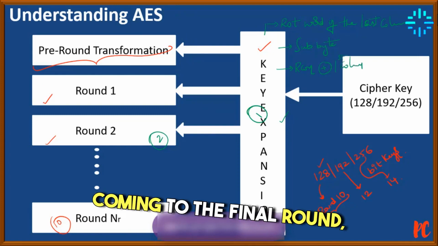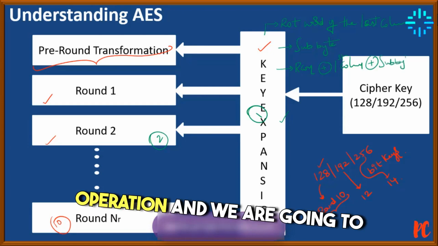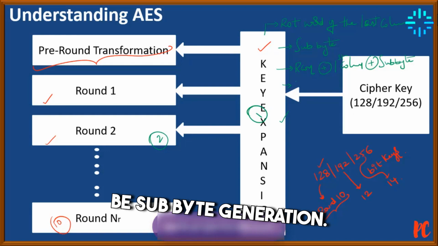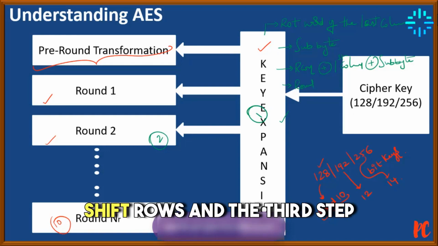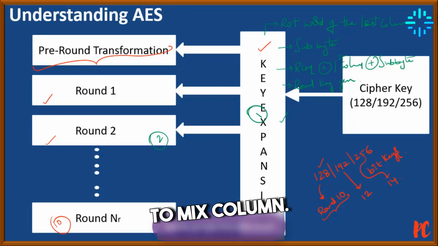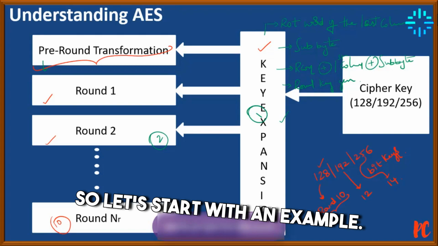Coming to the final round, round 10, we are not going to perform the MixColumns operation, and we are going to perform everything else. The first step would be SubBytes, the second step would be ShiftRows, and the third step would be AddRoundKey. Here we are not going to do MixColumns, just make a note of that. This can be better understood with an example. So let's start with an example.